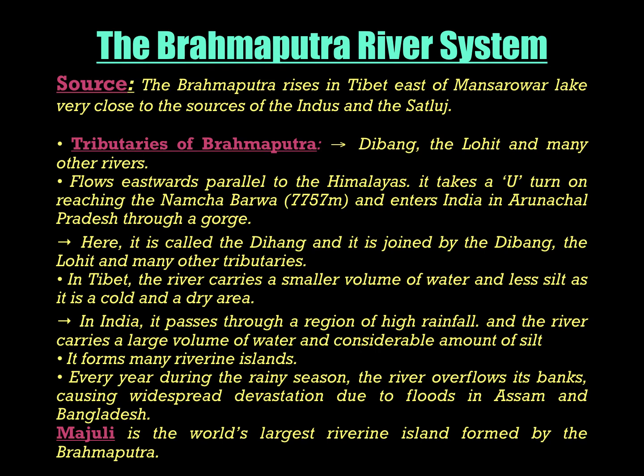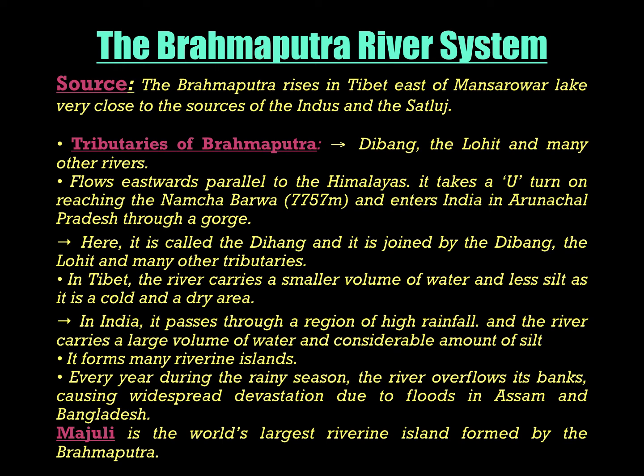It flows eastward parallel to the Himalayas, and it takes a U-turn on reaching Namcha Barwa, which is a peak in the eastern Himalayas or Purvanchal, with a height of 7757 meters, and enters India in Arunachal Pradesh through a gorge. Here it is called the Dihang, and it is joined by the Dibang. So Dihang and Dibang get joined, along with the Lohit and many other tributaries.